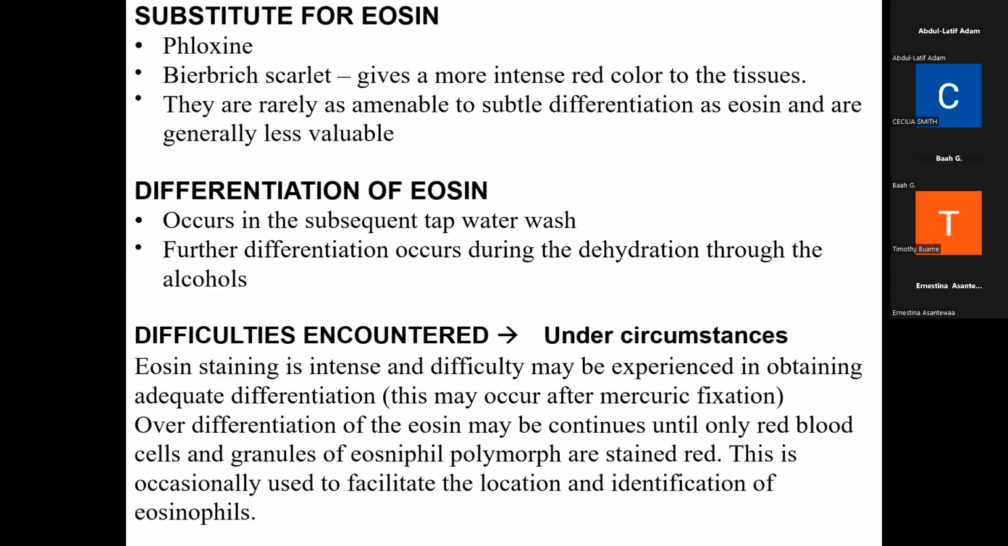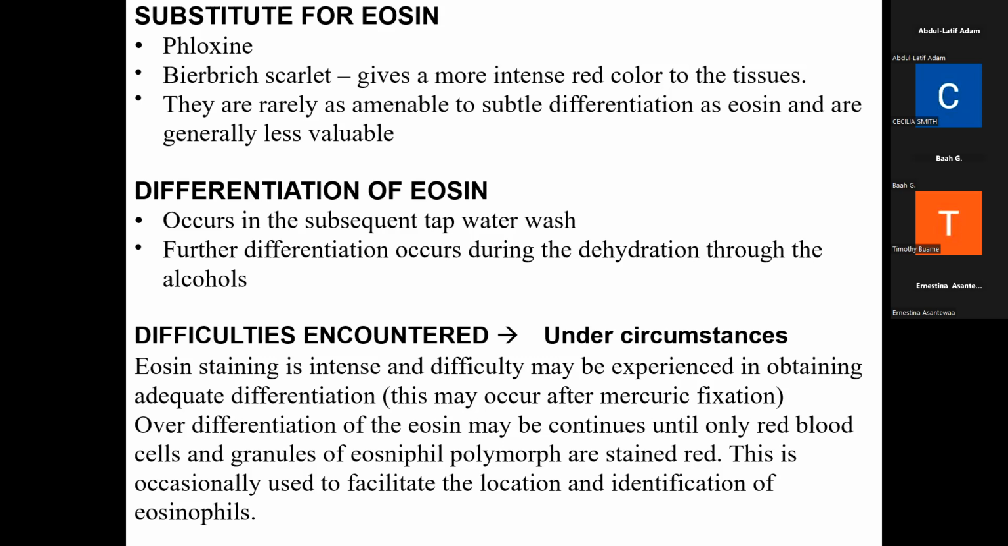Aside from eosin, you can also use any color that can produce a contrast between the nucleus and the cytoplasm. But it has to be bright, pinkish or reddish. So you can use phloxine, which is red. You can use Biebrich scarlet, which is also red. The nucleus will be blue-black, and then the cytoplasm and connective tissue will be what? Red. So it will create a good contrast between them.